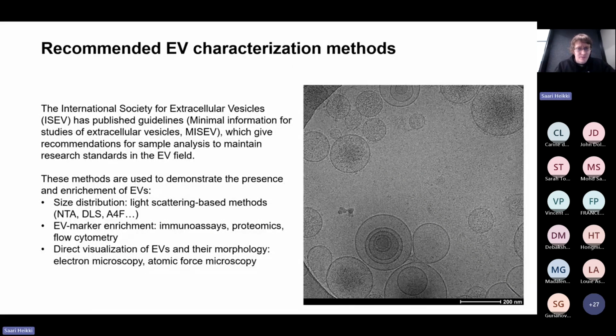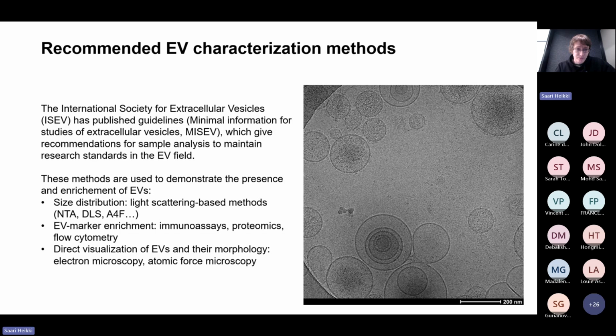there are some classical methods for characterizing EVs, and the International Society for EVs has published some guidelines to provide some kind of standard for EV researchers, because the EV field is still quite young and there's a lot of interest in it. So a lot of researchers are emerging to study EVs. These guidelines help to make research more comparable, so we are on the same page on different issues.